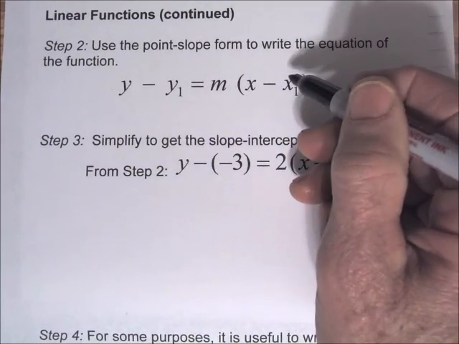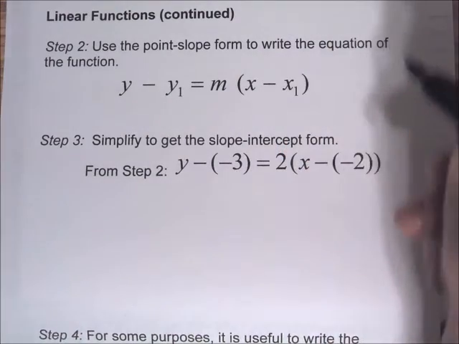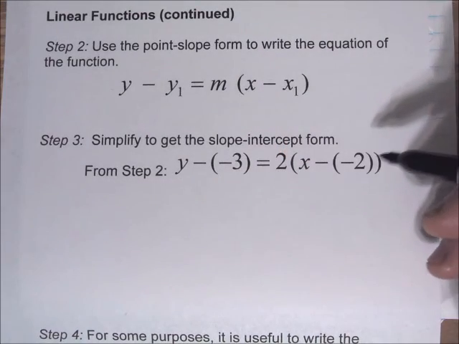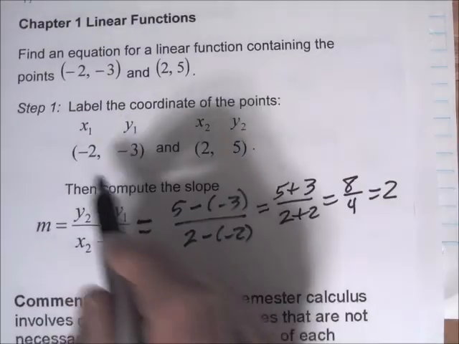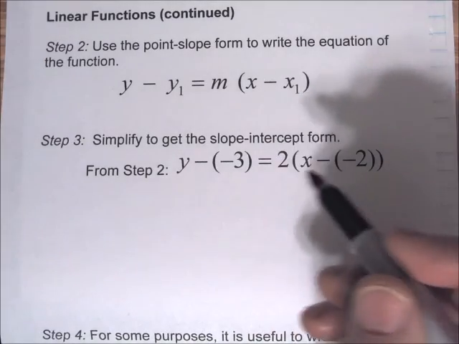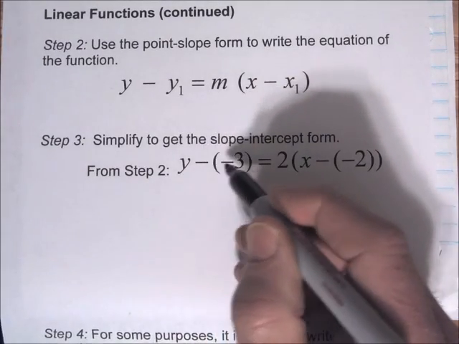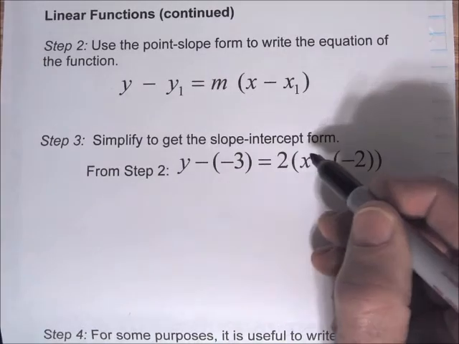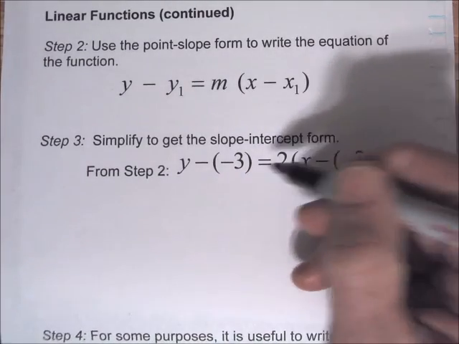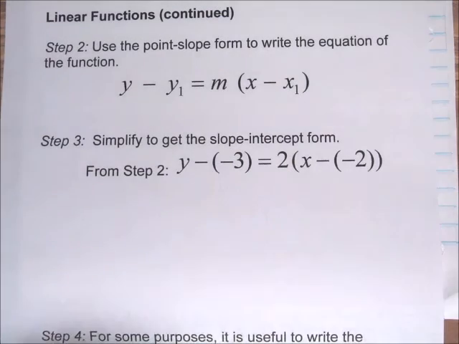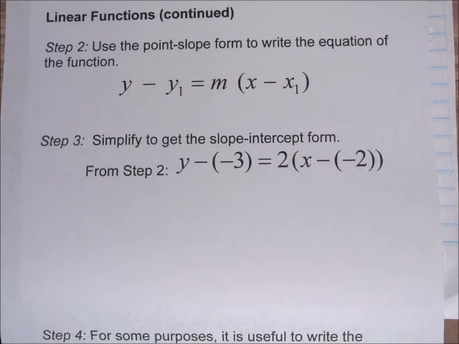It doesn't really matter which point you use as x1, y1. I'll use the point -2, -3. That was the first point that was listed here. And plugging in the numbers, we'll have y minus the -3 is equal to 2 times the quantity x minus the -2. So 2 is our slope, and the point is -2, -3. That's why it's called the point slope form.